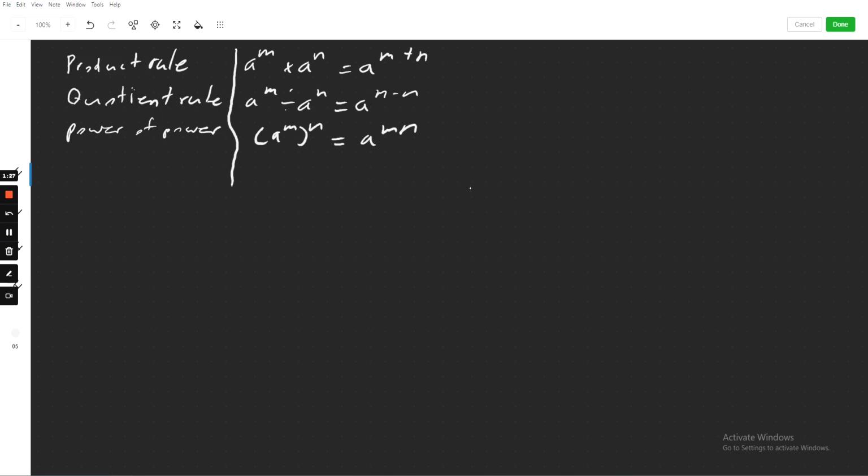And then the next rule will be the power of a product rule. That is pretty much when you have two different variables to the power of something. So what you actually do is distribute. It'll become a to the power of m times b to the power of m. And this is the power of a quotient, so it's pretty much whenever you're dividing.